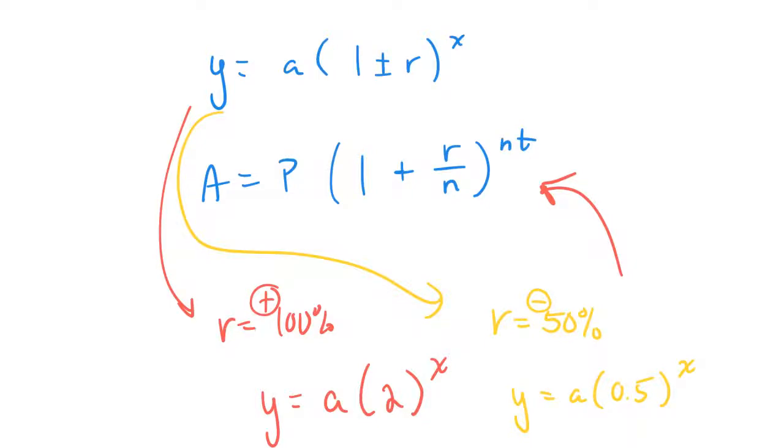So again, when you double something in value, its value goes up by 100%. When you halve something, its value goes down by 50%. So I'm adding 1 as the r value at the top to make it 2. When I'm subtracting 0.5, 1 minus 0.5 is 0.5.